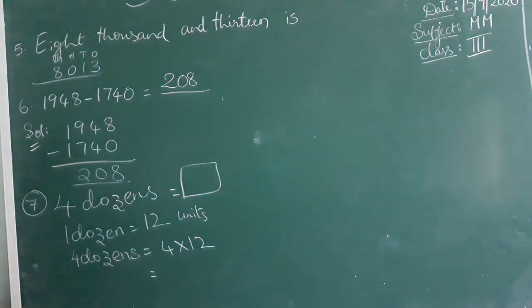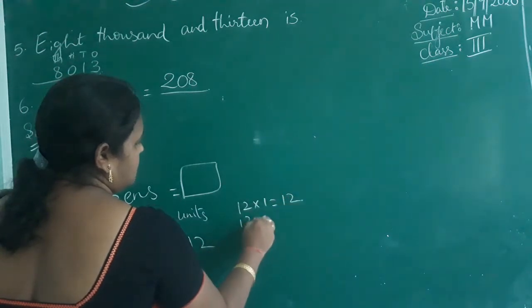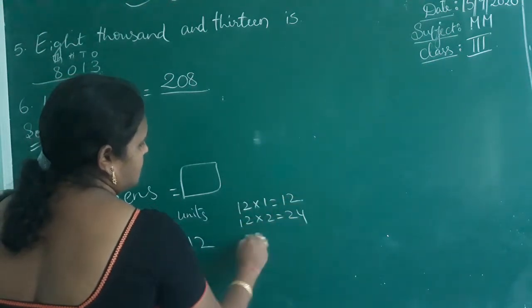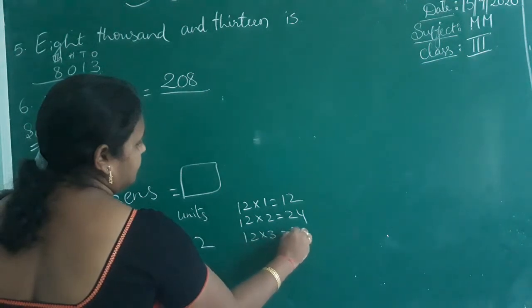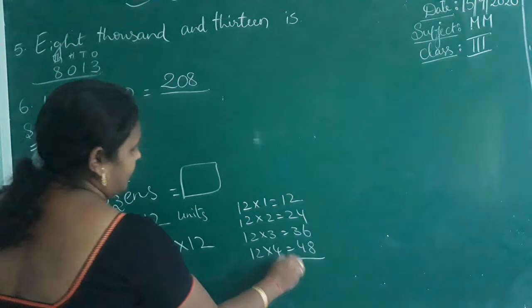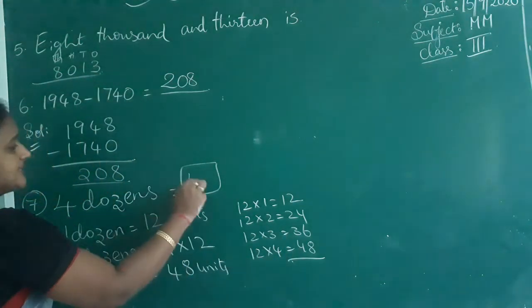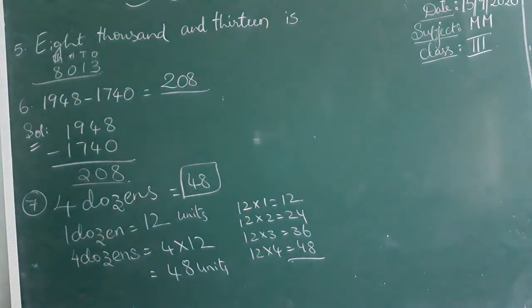Read out the 12 table, children. 12 ones 12, 12 twos 24, 12 threes 36. I'll write here. 12 ones 12, 12 twos 24, 12 threes 36, 12 fours 48. Write there 48. 48 units. How many units are there in 4 dozens? 48 units.